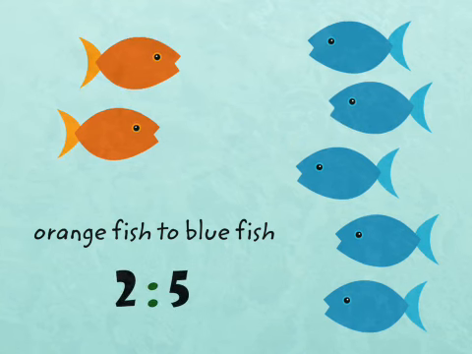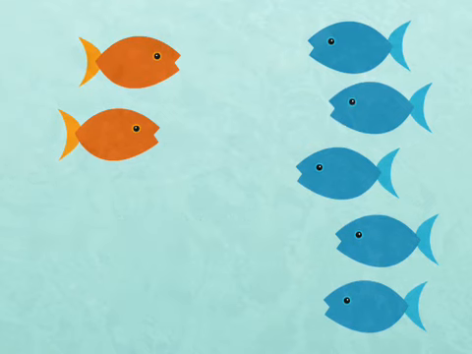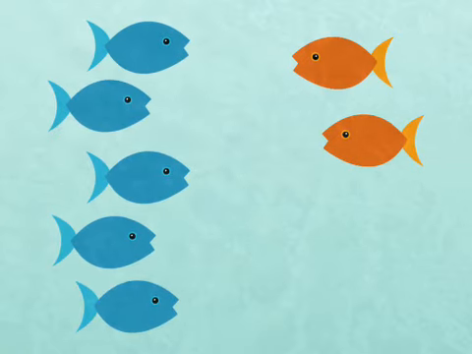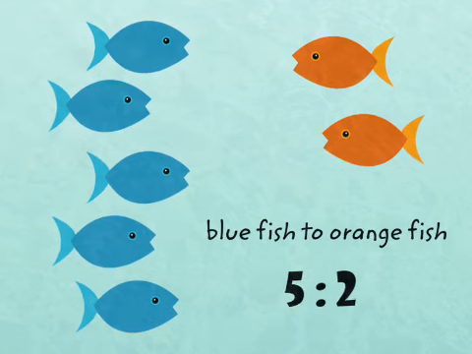We use a colon to write 2 to 5. The numbers in the ratio are the terms of the ratio. The order of the numbers in a ratio is important. When we compare blue fish to orange fish, we can't use the same ratio as before. Instead, we have to start with the number of blue fish, 5, and then write the number of orange fish, 2.